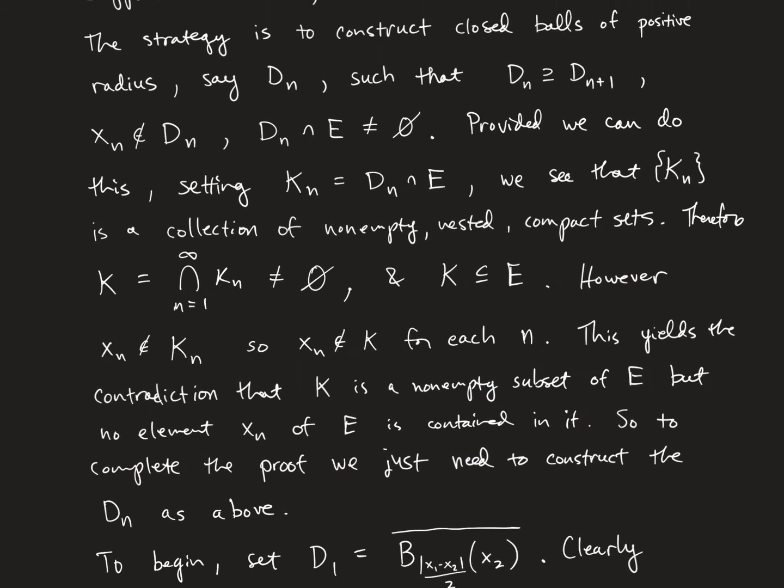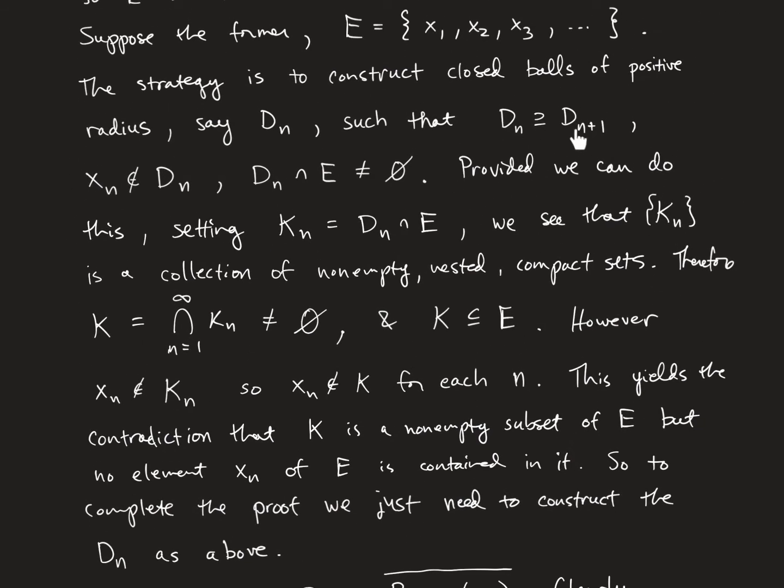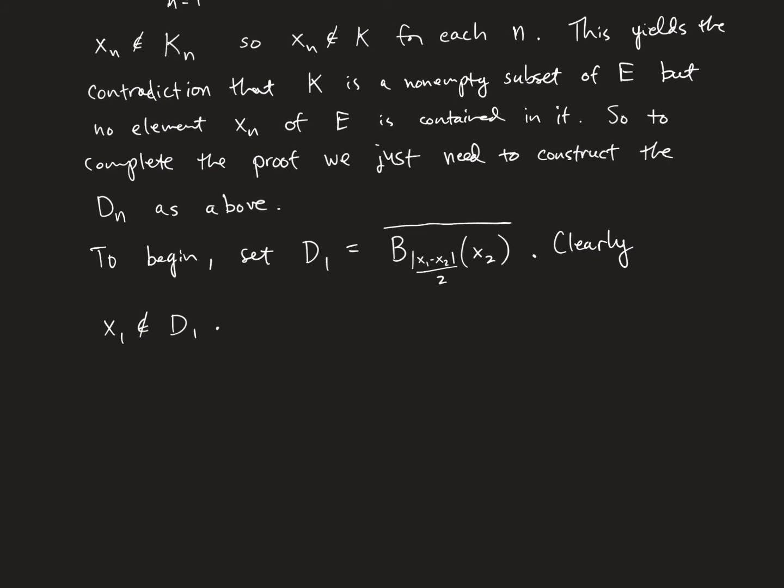And let's also remind ourselves of what the conditions are. So we need these balls to be nested for them to avoid, right, the nth one to avoid the nth element of E, and we also want the intersection with E to be non-empty. So clearly D1's intersection with E is non-empty because x2 is in it. So clearly x1 is not in D1, and D1 intersects with E is non-empty since x2 is in D1. Okay, so far so good.